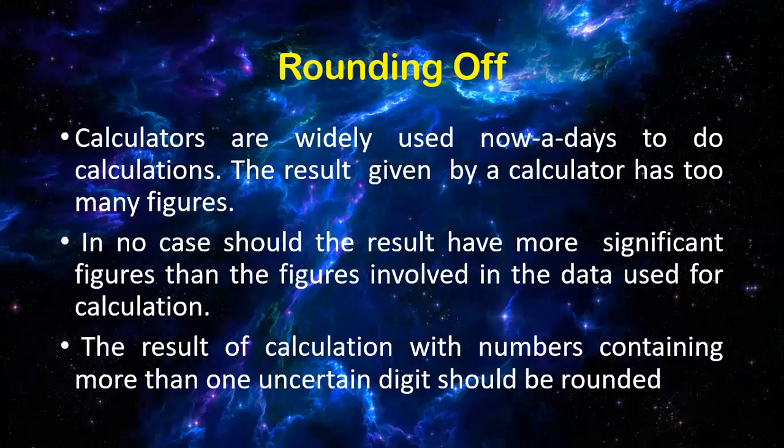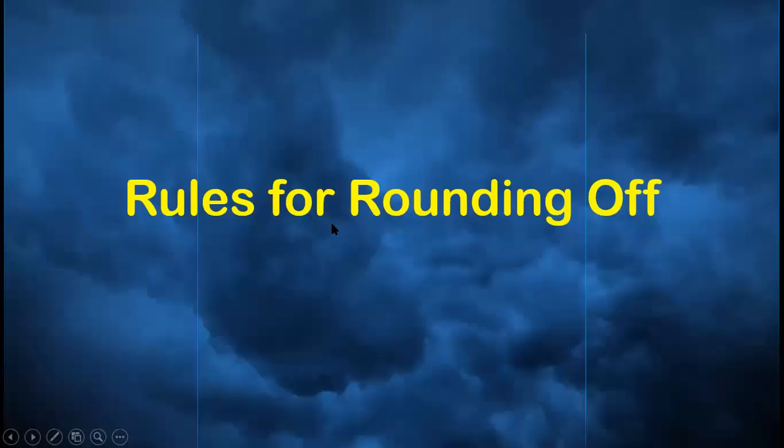The result of calculation with numbers containing more than one uncertain digit should be what? Rounded off. We need what? Certain digits only, but the calculator will give you more number of digits. So we have to round it off to certain digits. So we are going to follow certain rules for rounding of a number. Okay. So here the rules for rounding off.